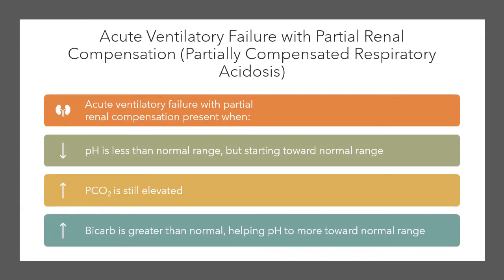Let's talk about acute ventilatory failure with partial renal compensation. The kidneys haven't had enough time yet to fully correct the ventilatory failure. Acute ventilatory failure with partial renal compensation is present when the pH is less than normal range, but starting to drift back to the normal range. The PCO2 is still elevated, and bicarb is greater than normal, helping the pH toward a more normal range.